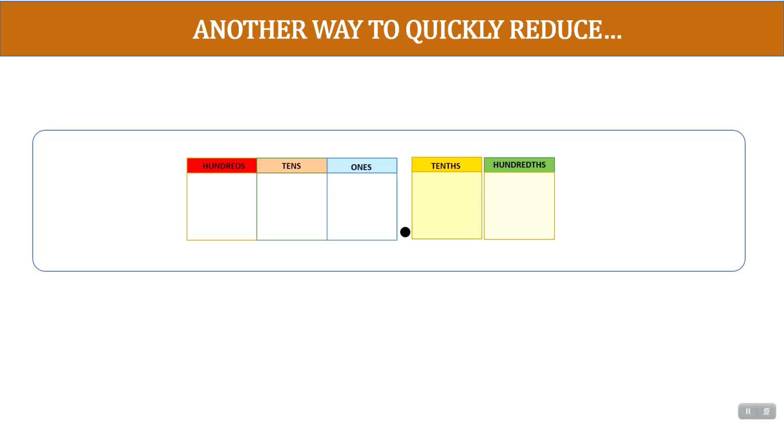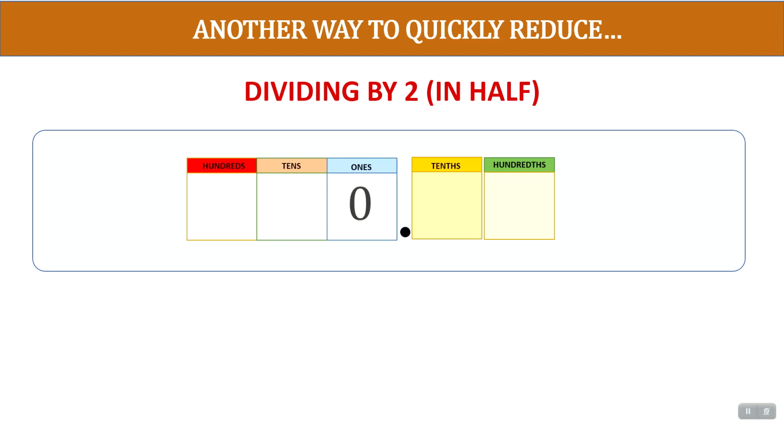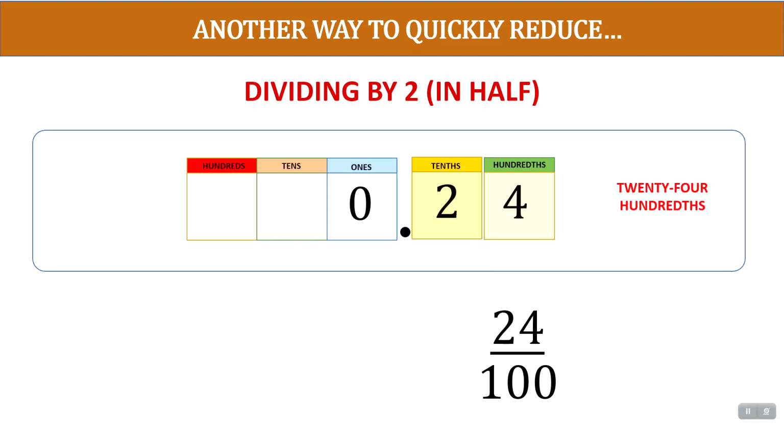Another way to quickly reduce a fraction is by dividing by 2, if the numerator and denominator are both even numbers. Let's look at 0.24. 0.24 reads as 24 hundredths, and it's written as 24 over 100. Now instead of finding the factors of 24 and 100, because they are both even numbers, I know I can divide both of them by 2, or dividing them in half. 24 in half, or 24 divided by 2, I know is 12. Half of 100 is 50.